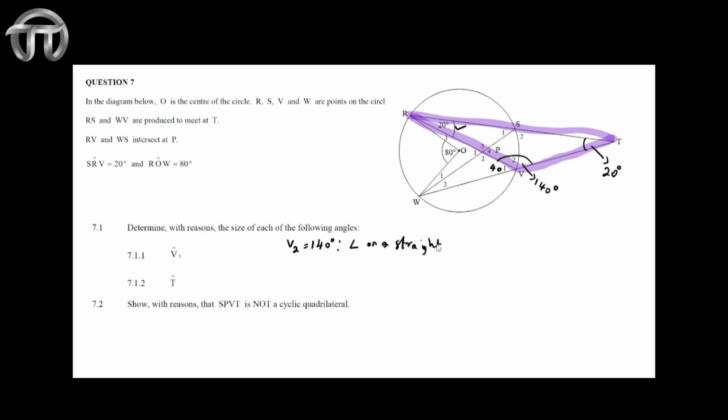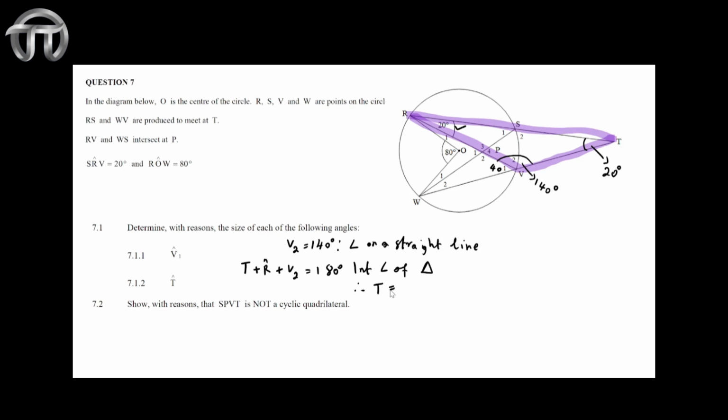These are angles on a straight line. Once we have established that V2 is an angle on a straight line, that means angle T, if you add it to angle R there, 20 degrees, and then if you add that to V2, all these must give us 180 degrees. These are interior angles of what? Of a triangle.